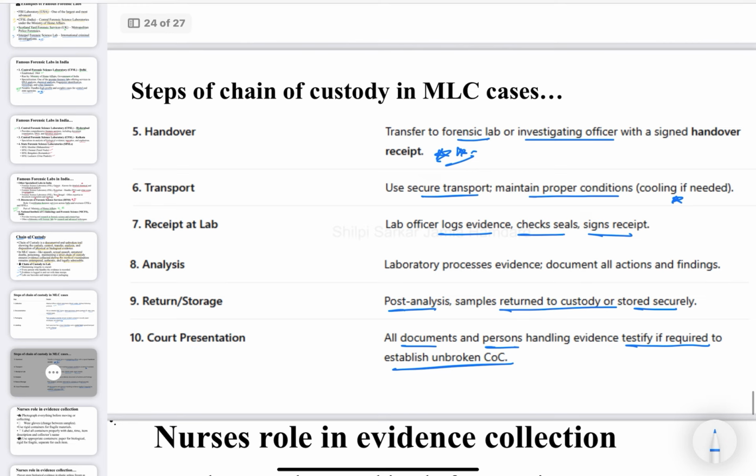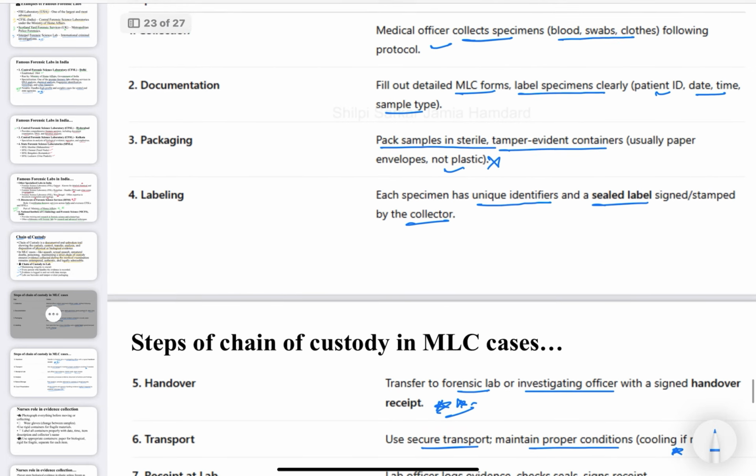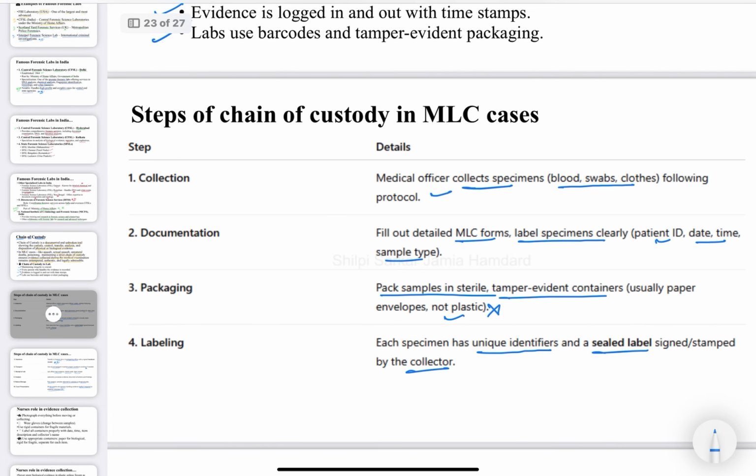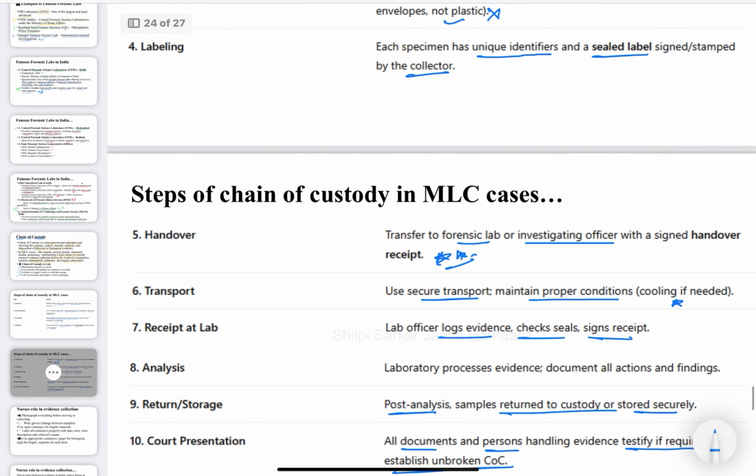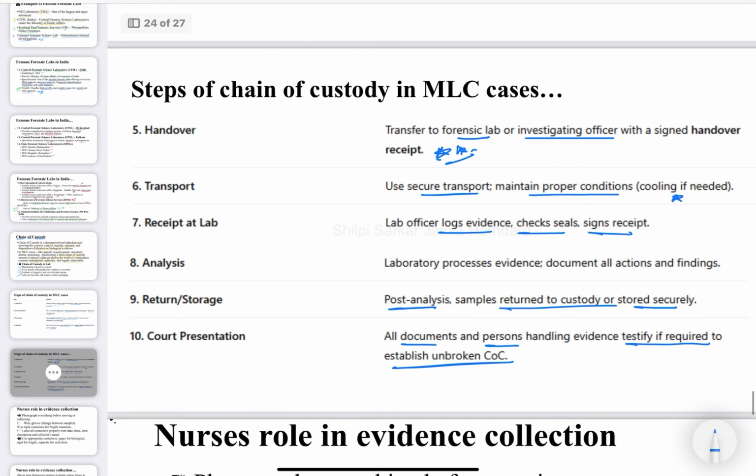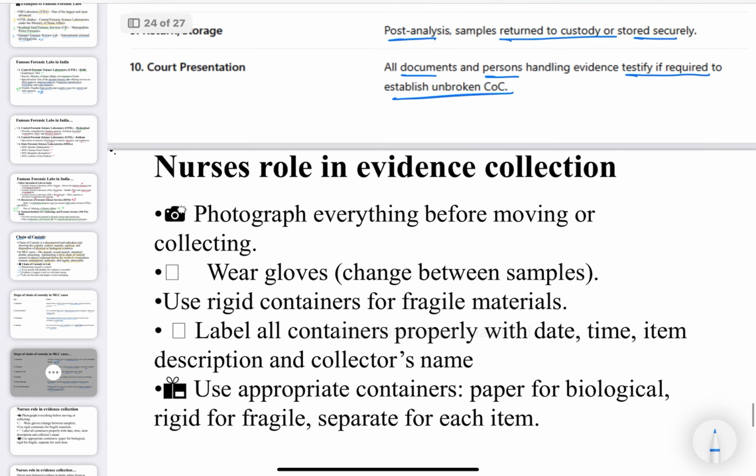Now, let me summarize the steps. First, we have to collect the evidences. Then we have to document. After documentation, it should be properly packaged. Then labeling. After labeling, it should be handed over and proceed for transport. After transport, it should reach the labs and get a receipt. Then there should be analysis. After analysis, it should be recorded and stored properly in the chain of custody. And after that, we have to do the court presentation.